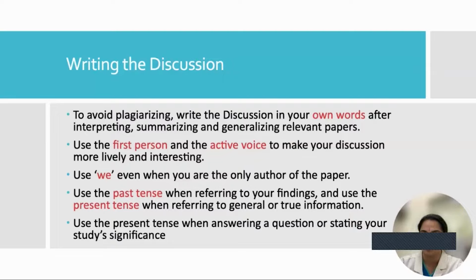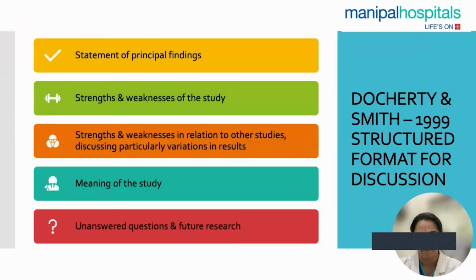Always use past tense when you're referring to your findings, and use present tense when you're using general information or true information or facts. Also use a present tense when you're answering a question or stating your study's significance.